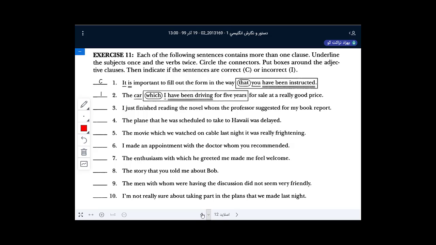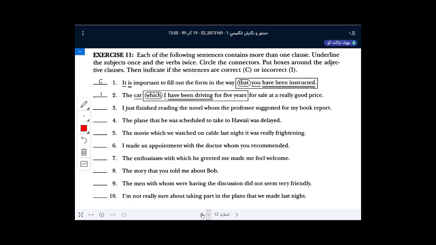So we see that this subject and the verb have been set apart by some intervening elements. So the movie, it was really frightening. Movie is the subject and it is the second subject. We are not allowed to use two subjects for one verb, and that is the reason it is not acceptable. It is an extra subject and it's not correct. Number 6, thank you, Sina.